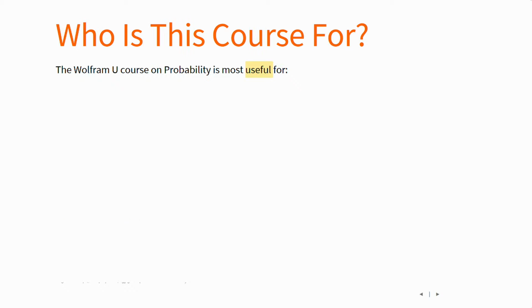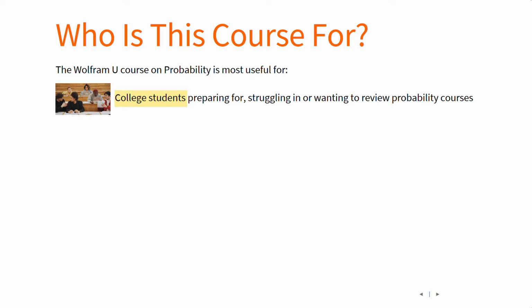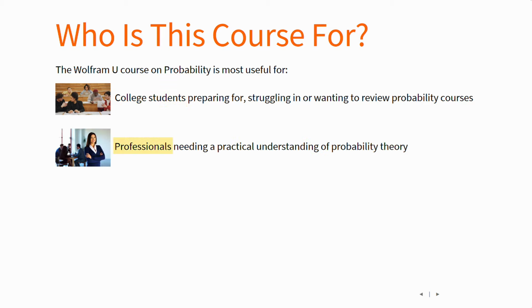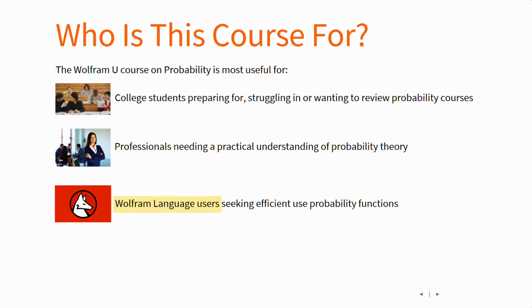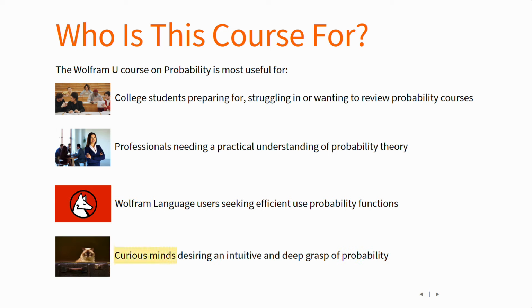This course is most useful for college students preparing for, struggling in, or wanting to review probability, as this course covers all notions seen in college-level Probability 1. Professionals needing a practical understanding of probability and statistics, Wolfram language users seeking efficient use of probability functions, and finally, any curious mind desiring an intuitive and deep grasp of probability.